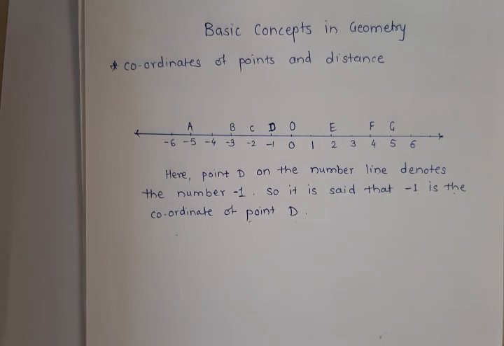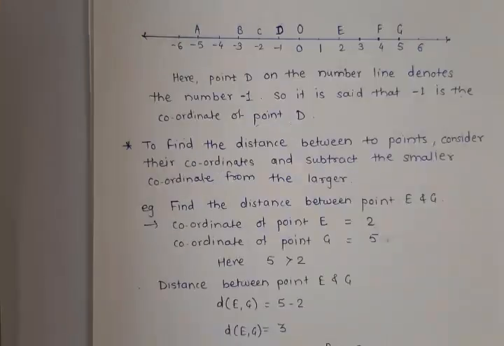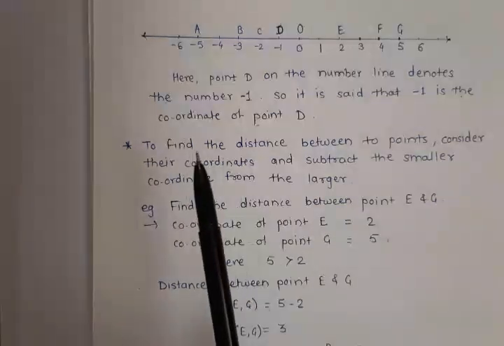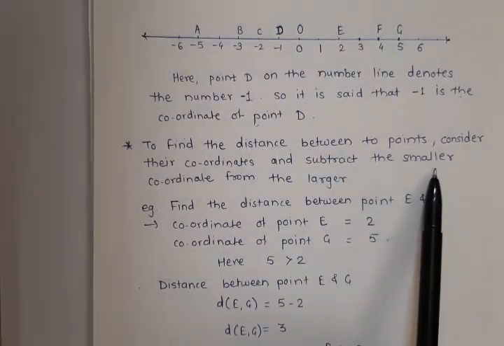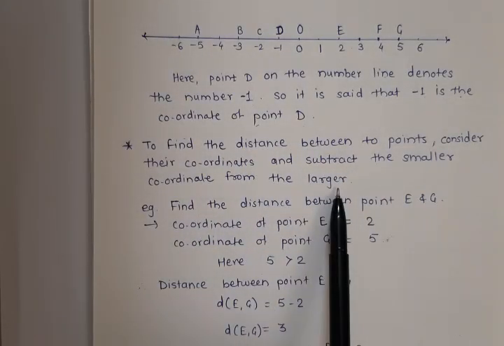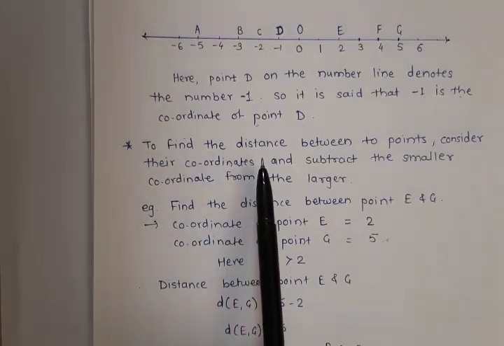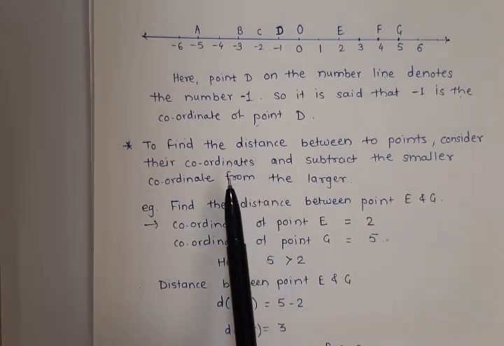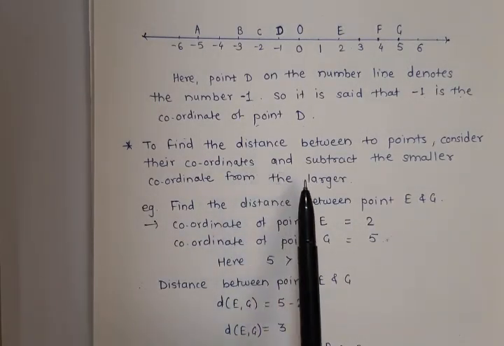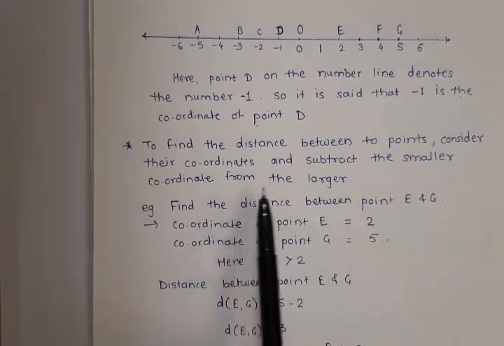Now let's discuss the distance between the 2 points. How to find the distance between the 2 points. To find the distance between the 2 points, consider the coordinates and subtract the smaller coordinate from the bigger. That means first of all we have to write their coordinates and then we have to subtract the smaller coordinate from the larger one.